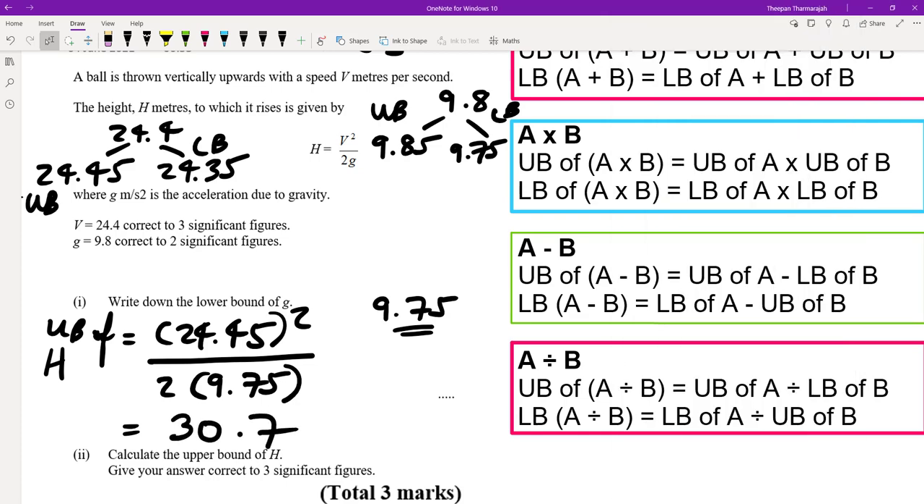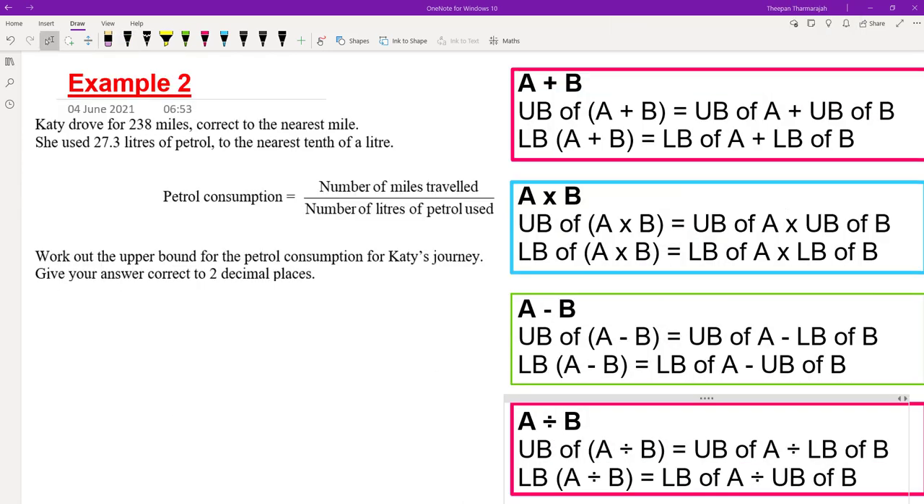Okay, so this question says Katie drove for 238 miles correct to the nearest mile. She used 27.3 litres of petrol to the nearest tenth of a litre. The petrol consumption is the number of miles travelled divided by the number of litres of petrol used. Work out the upper bound for the petrol consumption for Katie's journey, giving your answer correct to 2 decimal places.